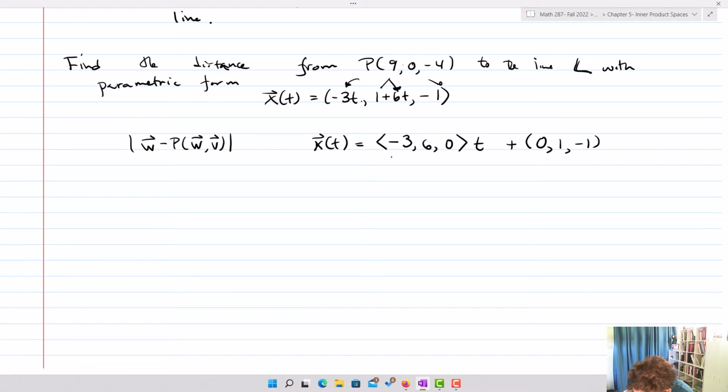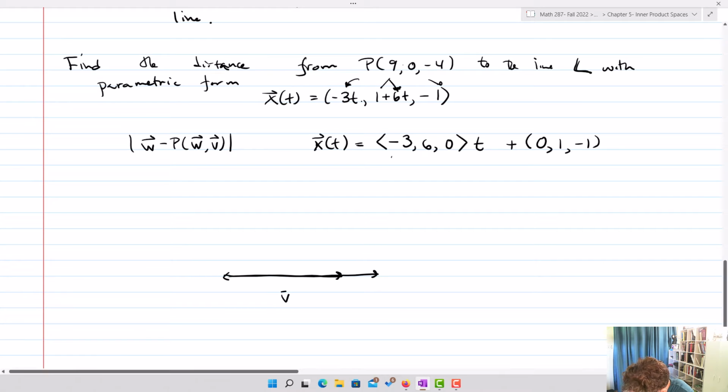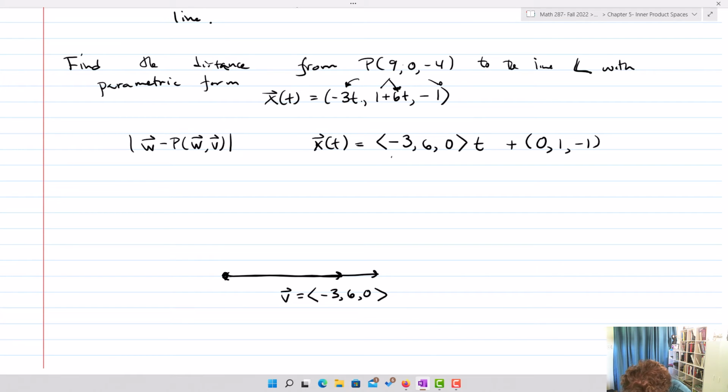If I draw my picture, I'm going to have L, and I'll draw it flat for the sake of ease. Here is my direction vector V, which equals negative 3, 6, 0. We'll define Q as 0, 1, negative 1, and then we have P up here as 9, 0, negative 4. And the vector between them is going to be W.